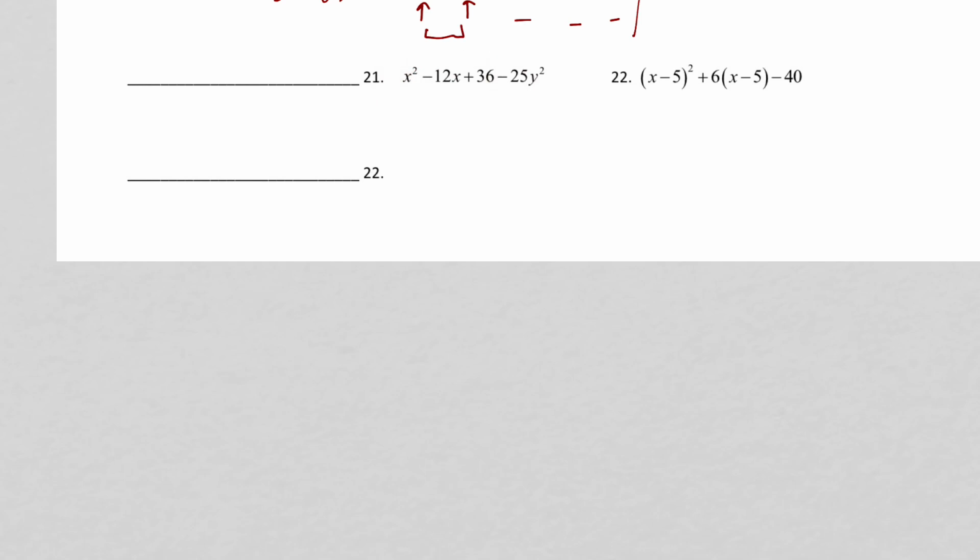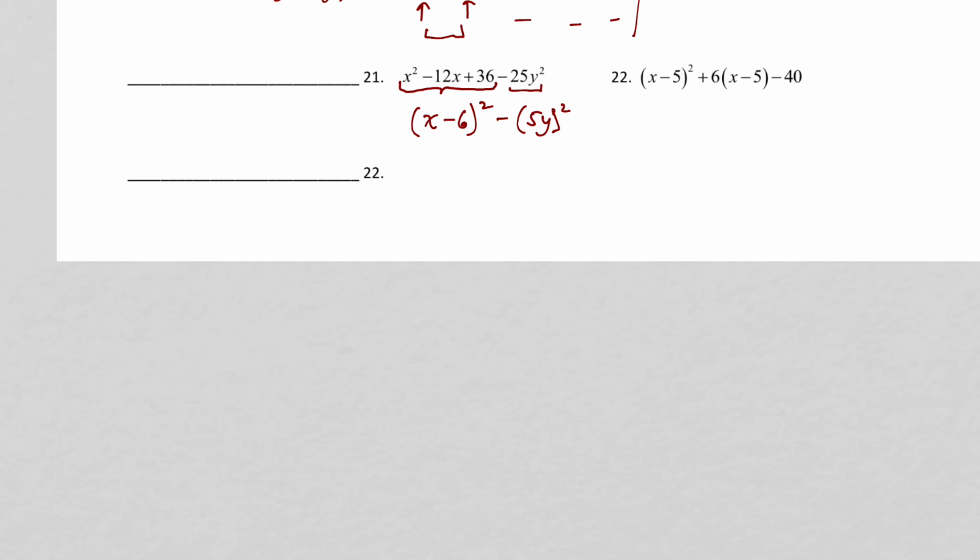There are 4 terms here, but you can't do this by grouping. If you try to group these two together, you get stuck. But if you notice, this is a perfect square, and we can write it as such. This is minus 6 squared. And this is a perfect square. So now we have the difference of two squares.